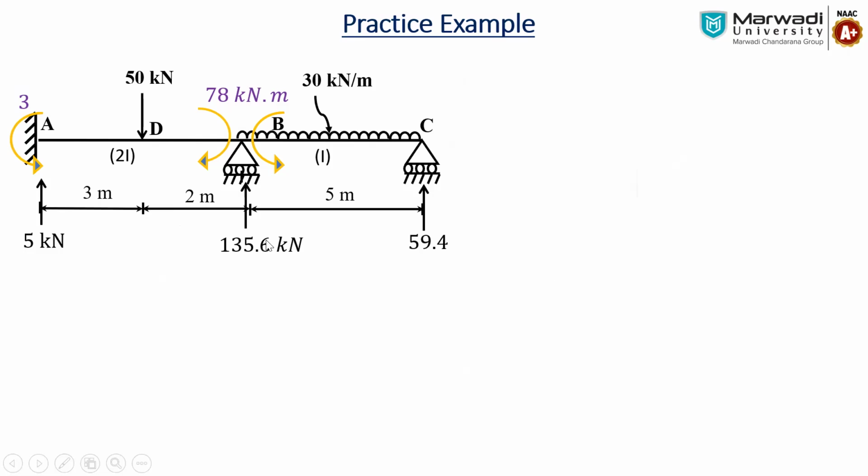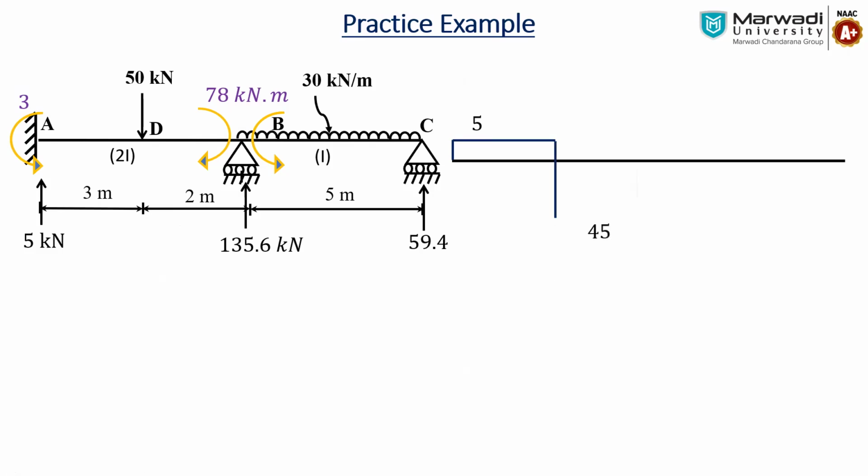Based on this, we have to draw the shear force diagram. First it is 5 kilonewton upward at A, then from A to D it is constant, then it is minus 50, so 5 minus 50 is minus 45, then again constant, and going up at the support B, plus 135.6, it is 90.6, and then it is a UDL of 30 into 5, so minus 59.4, and reaction at C is plus 59.4, so it's 0. So that's the shear force diagram.